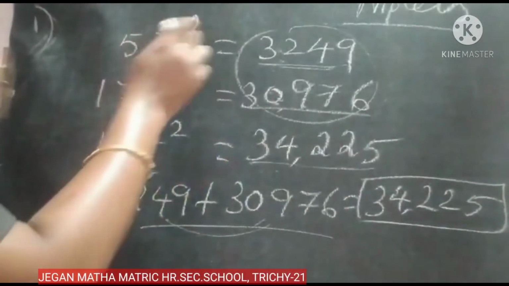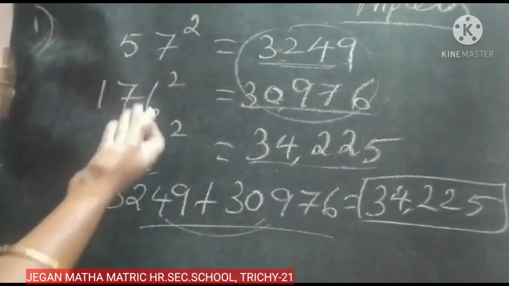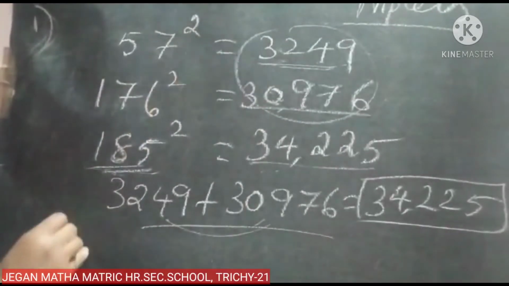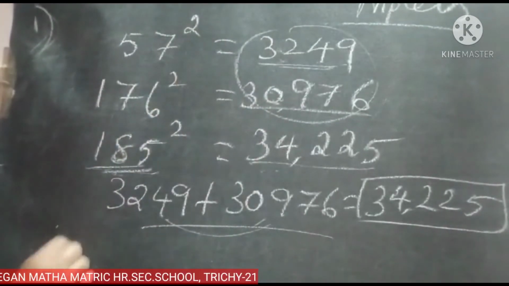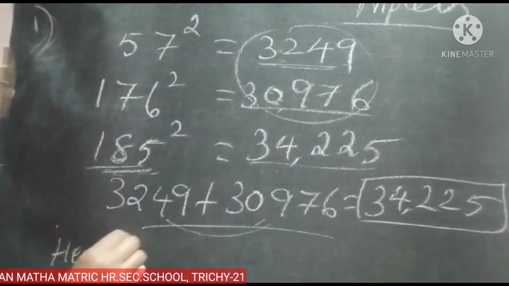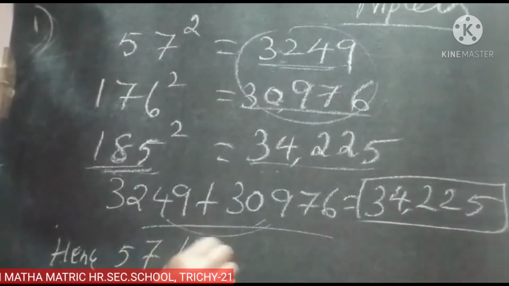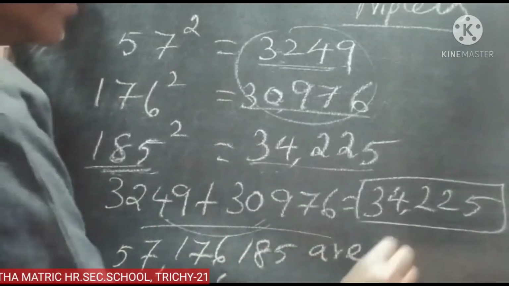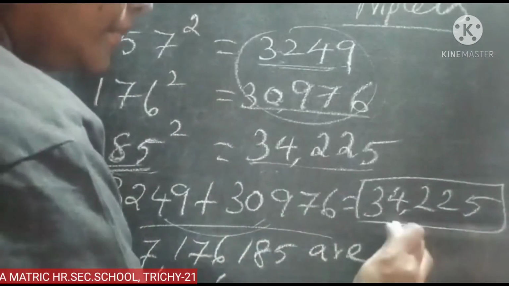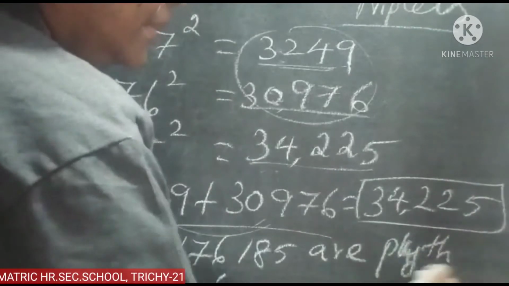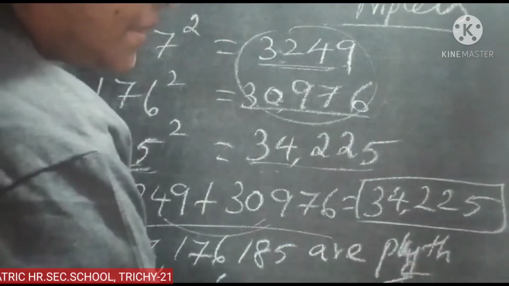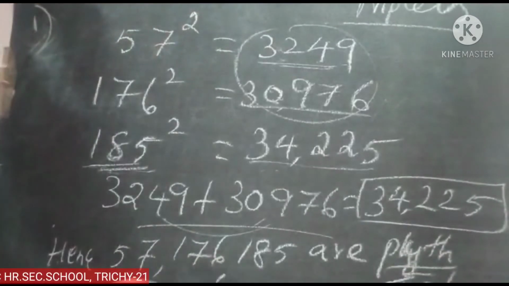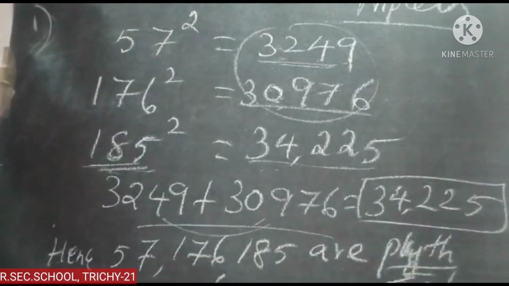So the given numbers 57, 176 and 185 are Pythagorean triplets. Therefore, hence 57, 176, 185 are Pythagorean triplets. These three sides are the Pythagorean triplets. Is it clear?